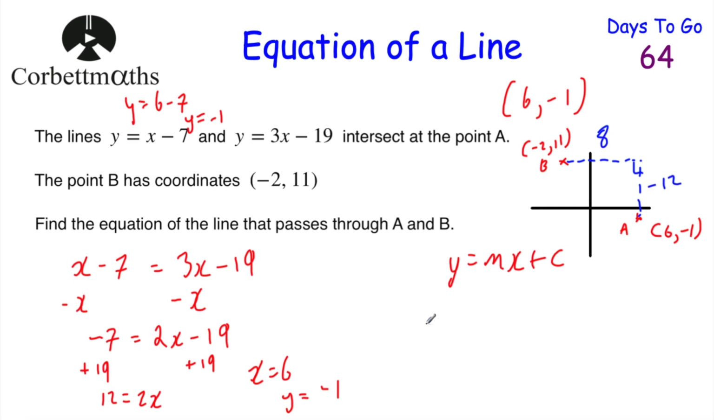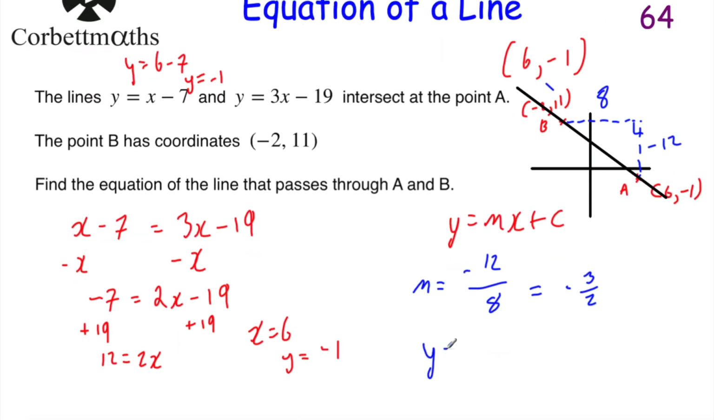So the gradient of this line, m, would be equal to negative 12 divided by 8, and negative 12 divided by 8 would be equal to minus 3 over 2, or minus 1.5. So the gradient of this line passing through B and A would be negative 3 over 2, and you can tell it's got a negative gradient because it's going downwards. So we've now got y equals minus 3 over 2x plus c.